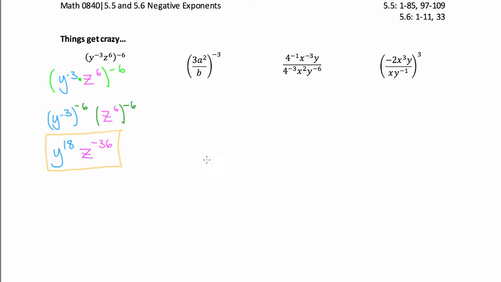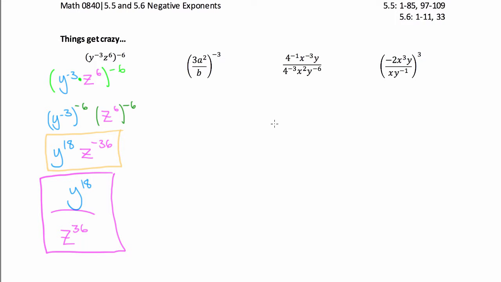Whoa, no, it's not. Oh, that's good. So this was exciting. It felt good. It looks good, right? But what's wrong? This should be rewritten with a positive exponent. So my y to the 18th stays up top. And the z to the negative 36 goes downstairs and becomes z to the positive 36. Everybody's happy. This is my real fully simplified answer.